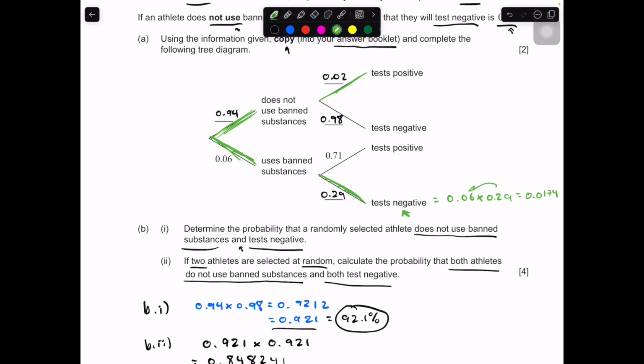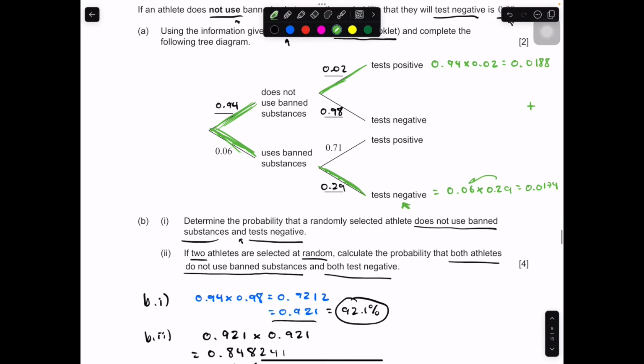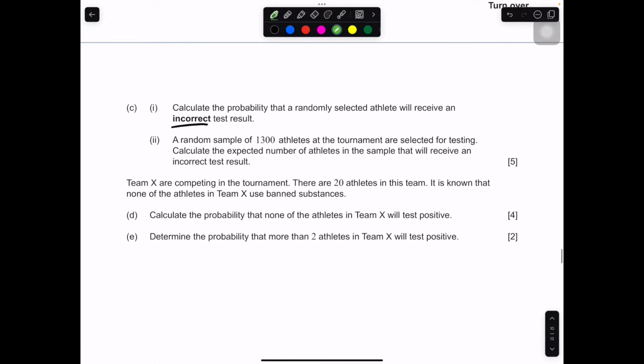Does not use banned substances, and you are tested and found to actually, after the results, it seems like you do actually use banned substances. So it'd be 0.94 times 0.02, 2% of the 94% of individuals. 0.0188. Okay. So these people do not use, but they test positive, and these people use and they test negative. And these are the ways that we can get an incorrect result. So 0.0188 plus 0.0174. So I'll work it out here, I suppose.